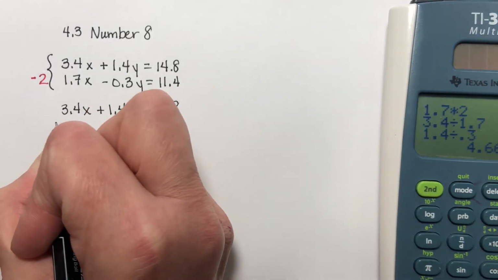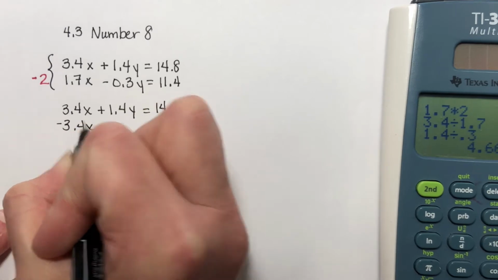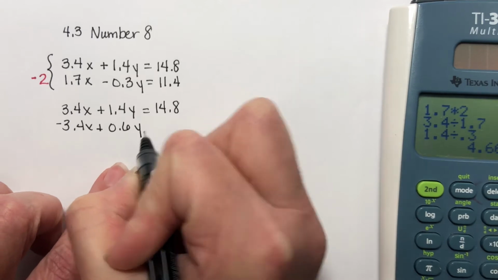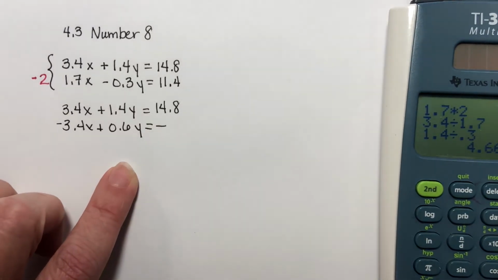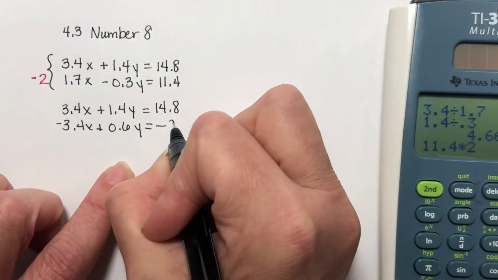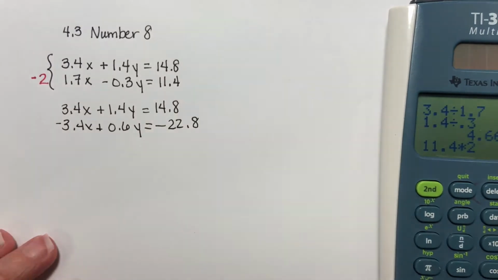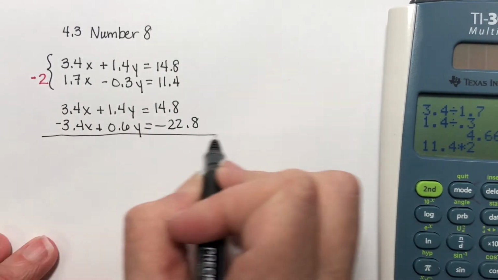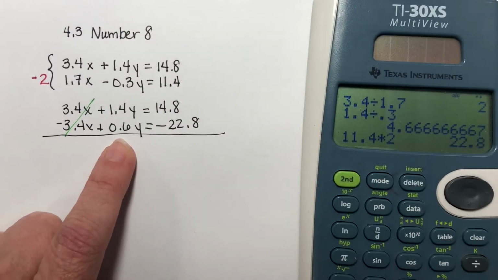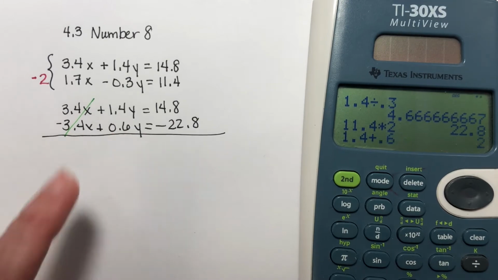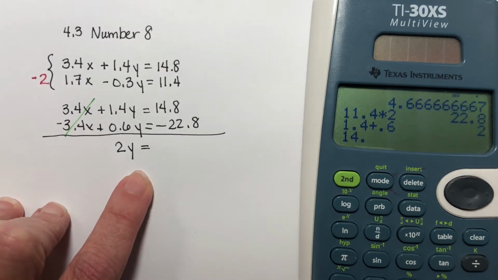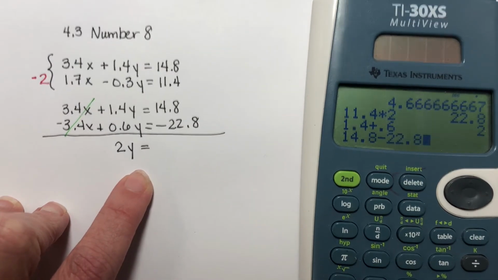Okay? So I rewrote the first one, and I'm double checking to make sure I've done it all correctly, and I have. Then it gives me negative 3.4x, I'm multiplying here, plus 0.6y is equal to negative 11.4 times a negative 2, which will be negative 22.8. Now add these together. Our x's cancel out as we wanted them to. I have 1.4 plus 0.6, which gives me 2y, equal to 14.8 minus 22.8, which gives me negative 8.